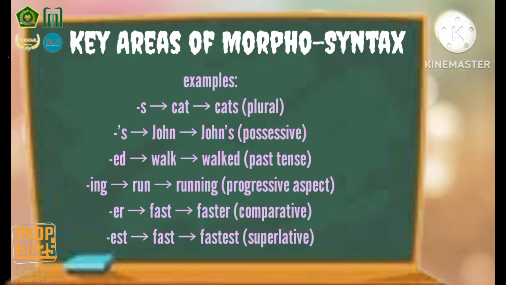And the next one is fast becomes faster. It signs the comparative degree, and fast becomes fastest with the suffix est, which signs the superlative degree.